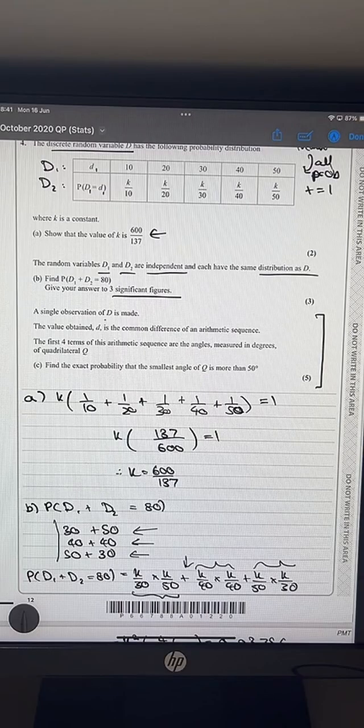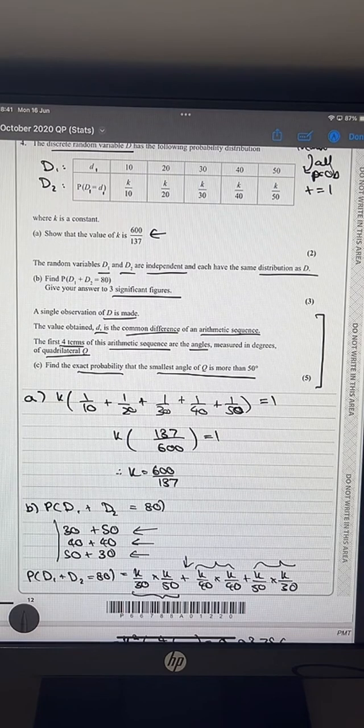A single observation of D is made. The value obtained, well, D, is the common difference of an arithmetic sequence. The first four terms of this arithmetic sequence are angles measured in degrees of a quadrilateral Q. So quadrilateral, that means you got four sides. Find the exact probability that the smallest angle of Q is more than 50 degrees.